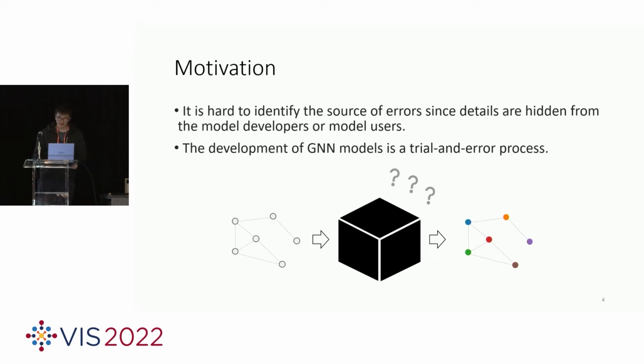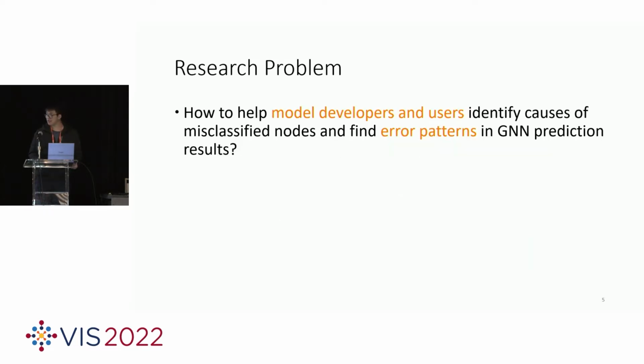GNN seems like a black box. When diagnosing a GNN, it is hard to identify the source of errors since details are hidden from the model developers or model users. Therefore, the development of a GNN is a typical trial and error process. To effectively analyze GNNs, it is crucial to properly link the topological data, high-dimensional features, and prediction results. We would like to seek a visual analytics approach to help model developers and users identify causes of misclassified nodes and find error patterns in GNN prediction results.